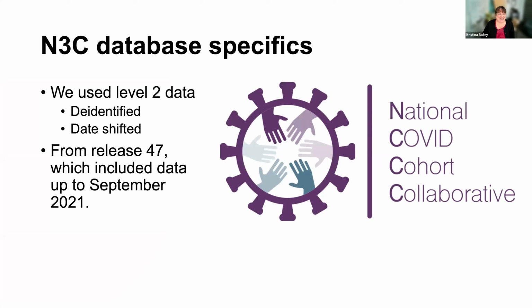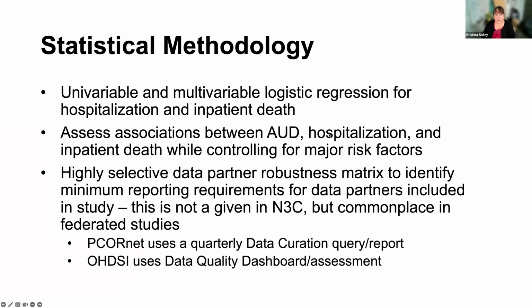We, of course, use the N3C database with level 2 data, which means that it's de-identified and date shifted. We used, for the data that I'm going to present today, release 47, which included data up until September 2021. For our statistical methods, we used univariable and multivariable logistic regression for hospitalization and inpatient death. We assessed associations between alcohol use disorder, hospitalization, and inpatient death while controlling for major risk factors.